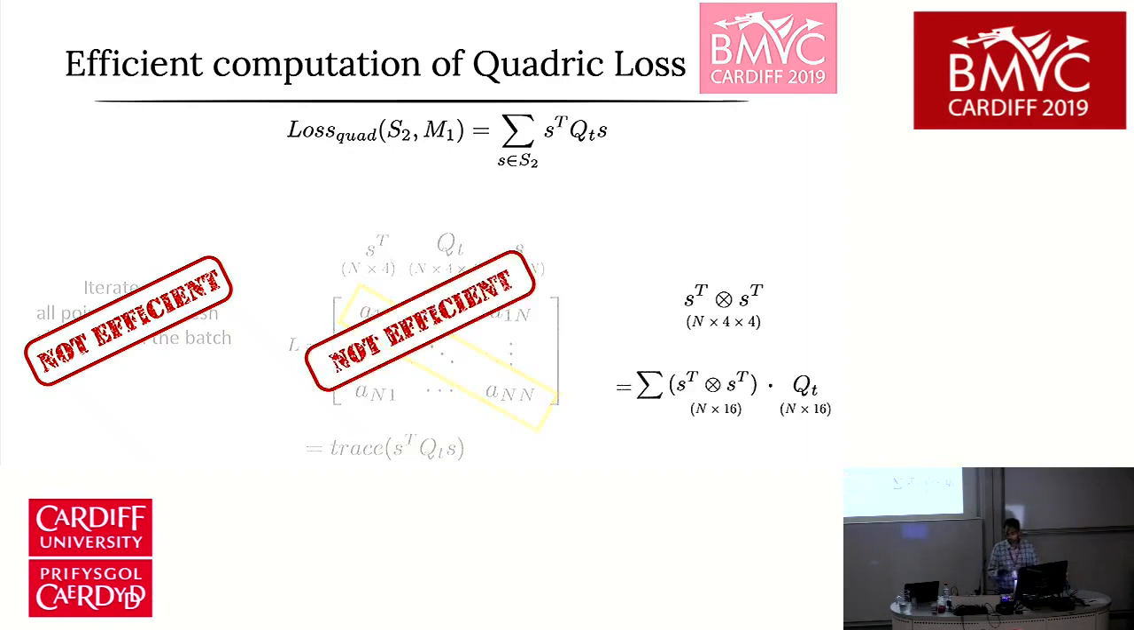The third option, which is what we do, is to first compute the outer product of S and reshape it. And then we can simply compute the dot product with Q and sum all the values to get the quadric loss for a single mesh. This is fast, efficient, and can be easily performed for multiple meshes in your batch.